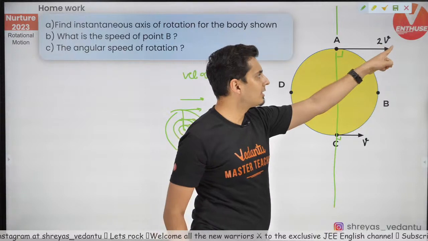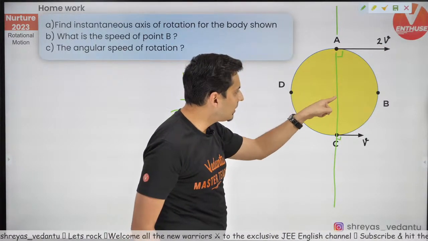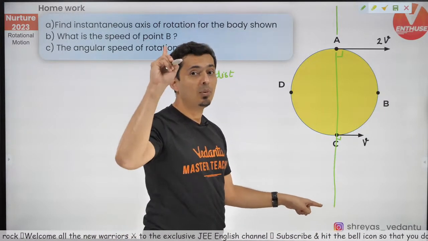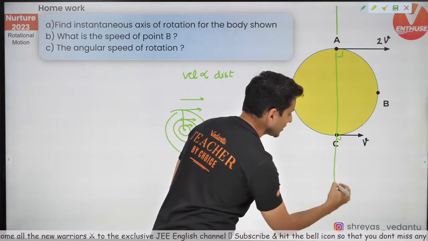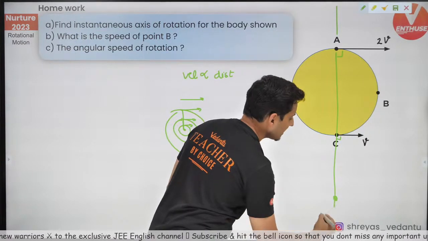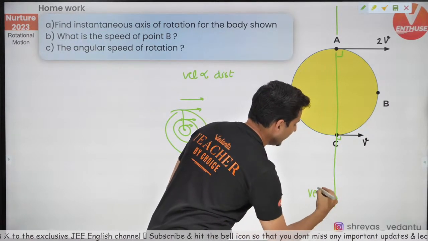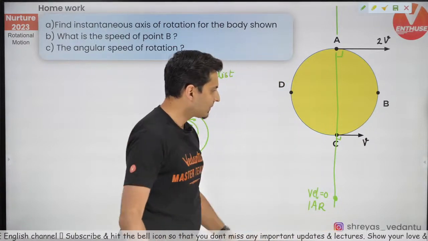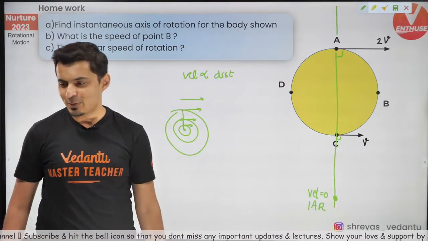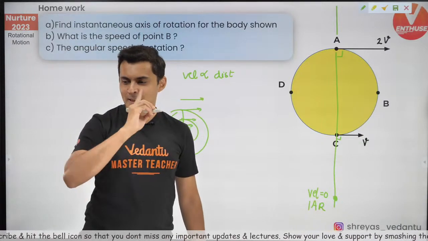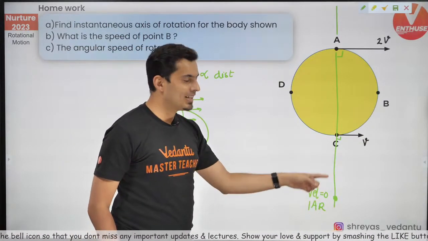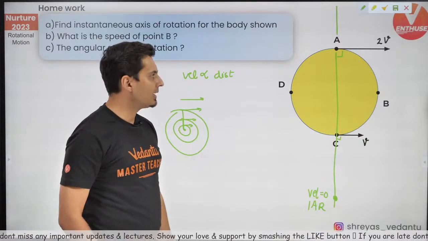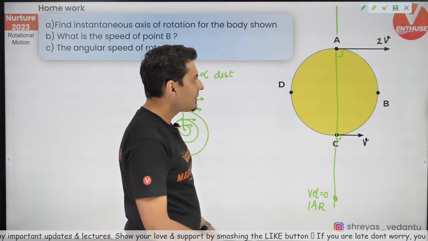This point has very large velocity. As you go down, velocity is less. So I think if I go more down, there will be a point which has no velocity. So somewhere here, there will be a point whose velocity will be 0, and that will be the instantaneous axis of rotation. It will be somewhere down. Is that clear, my warriors? Exactly. Now, it will be collinear. Now the question is, how far is that point? That is not difficult. Think carefully.